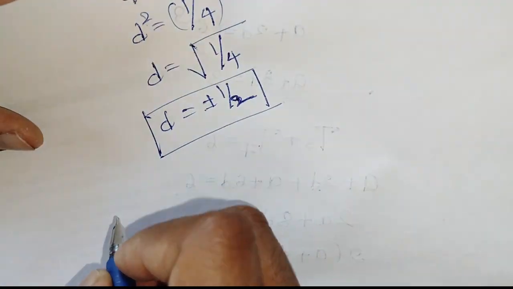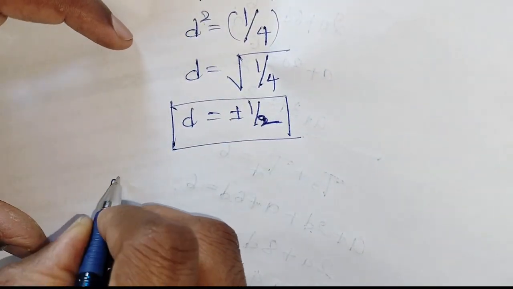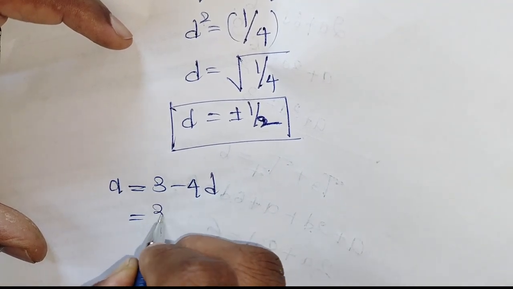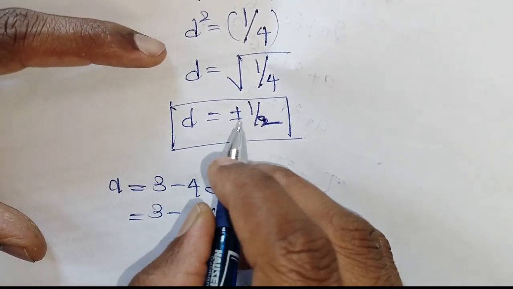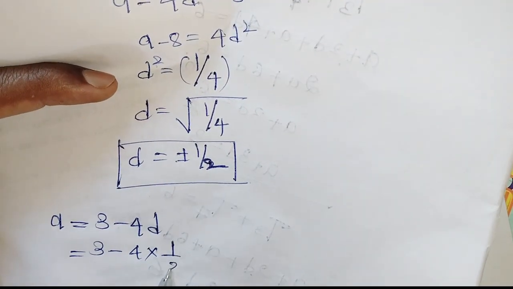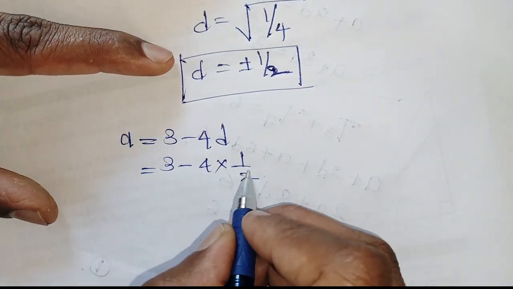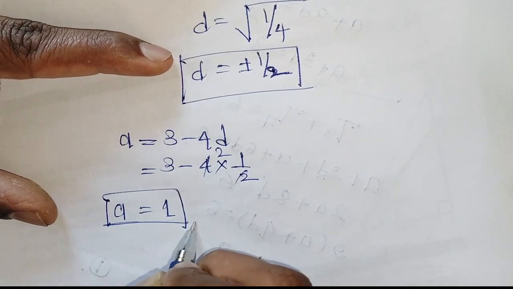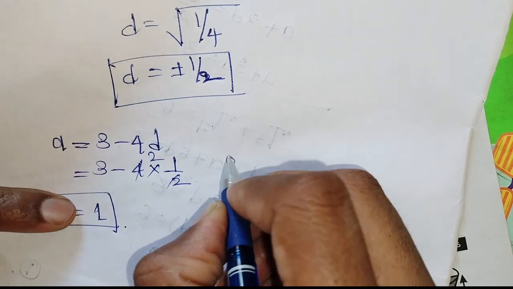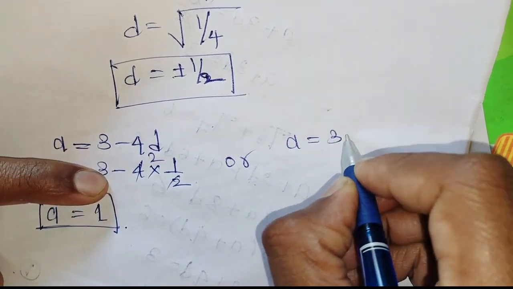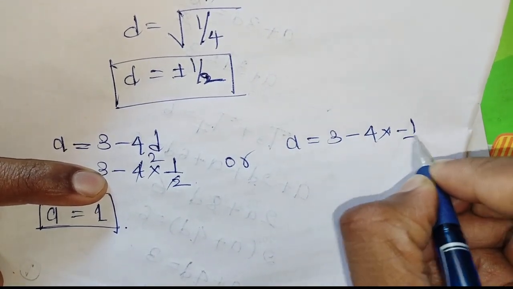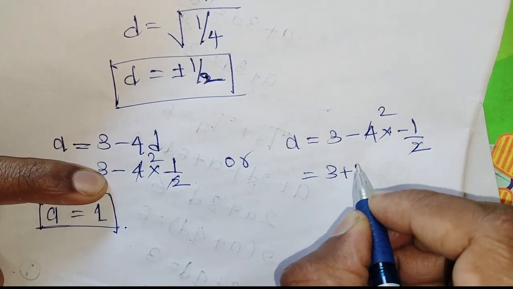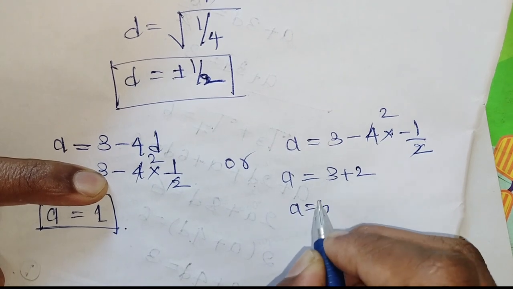A is 3 minus 4d, and 3 minus 4 times, let d be plus 1 by 2, it becomes 2 times, and 3 minus 2 becomes a equals 1. Our a can also become 3 minus 4 times minus 1 by 2, that becomes 3 plus 2, that is 5.